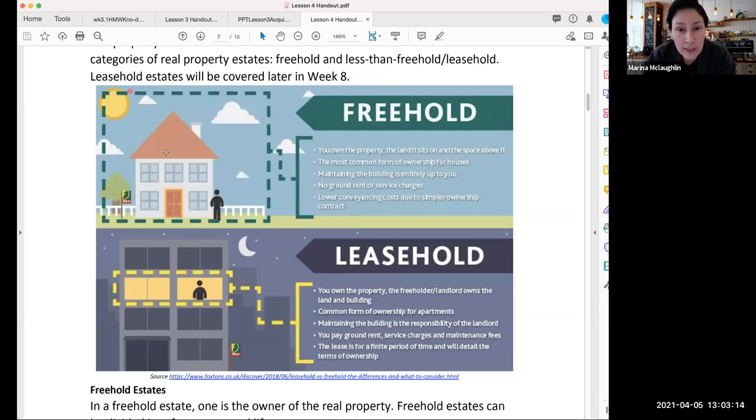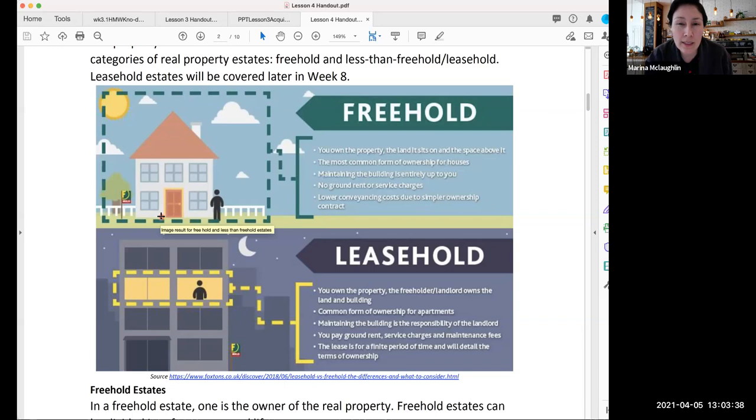The next part here is that maintaining the building is going to be up to you, because this is your property. Also, this is one of the most common forms of ownership for homes, the freehold kind, especially in the US, where we have so much land. You don't have to rent the land when you own this kind of home or property, and you don't have to pay for service or anything like that.